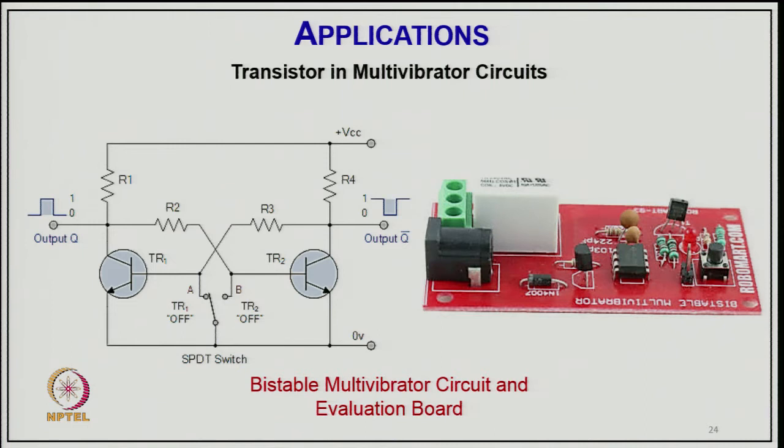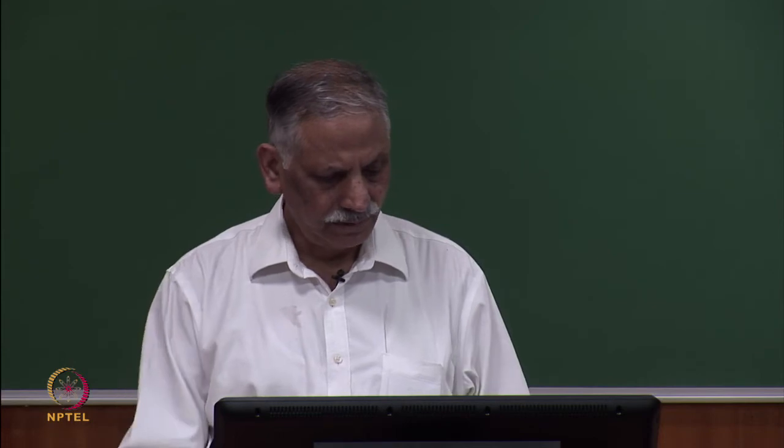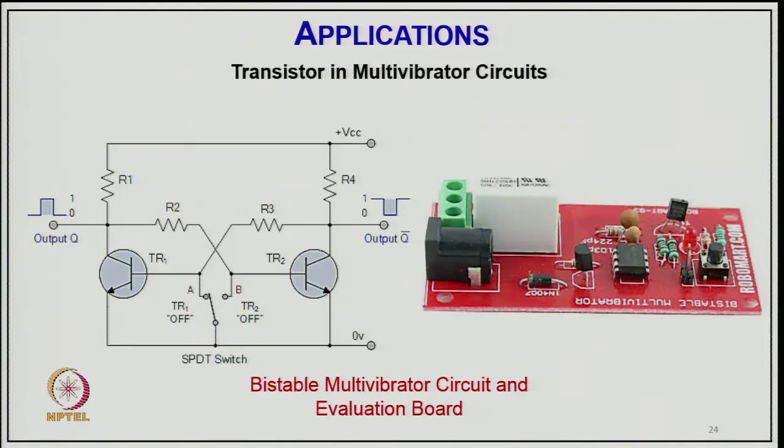Similarly, the bistable multivibrator is also used in computer memory. You just give a pulse, and then you get an output pulse as well as an inverted pulse. So, you get typically two sets of pulses from this bistable multivibrator circuit: one is the simple pulse and the other is the inverted pulse.